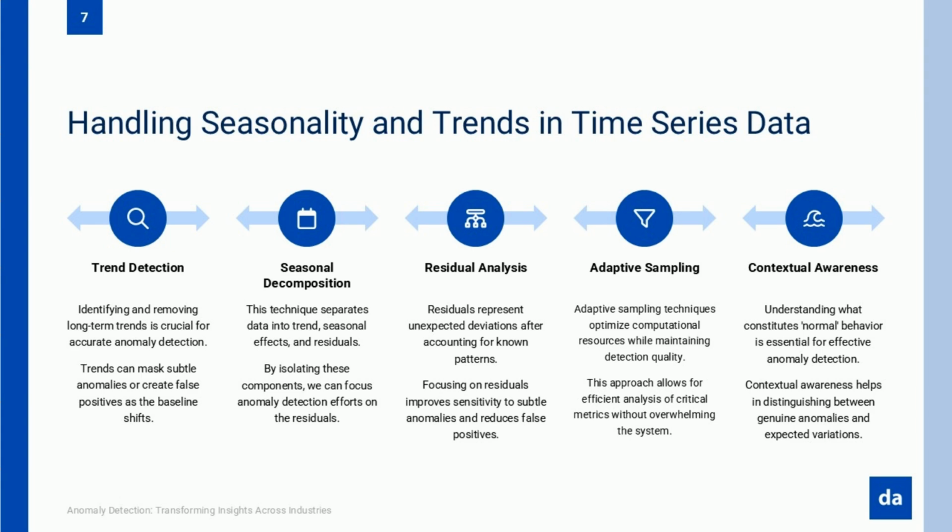Unlike static datasets where each observation stands independently, time series data contains intrinsic temporal structures that fundamentally alter what normal means from one moment to the next. These structures aren't random. They follow predictable patterns that your detection system must understand to function properly.